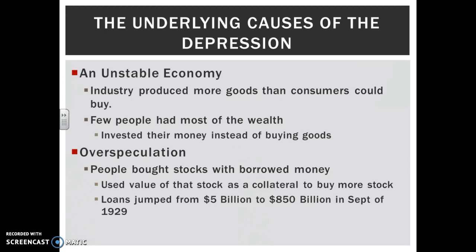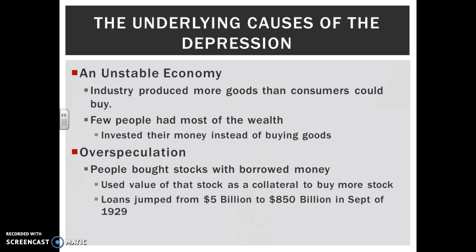And as a result, people begin to have their homes repossessed. I believe 1,000 homes per day are lost over the course of the years because of repossession, people not being able to afford their homes. And in fact, loans that are given out jump from $5 billion prior to the 1920s up to $850 billion in September of 1929.